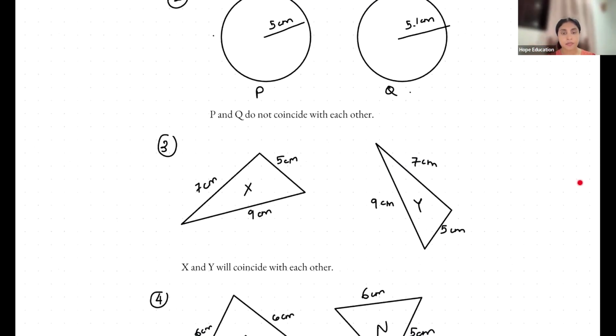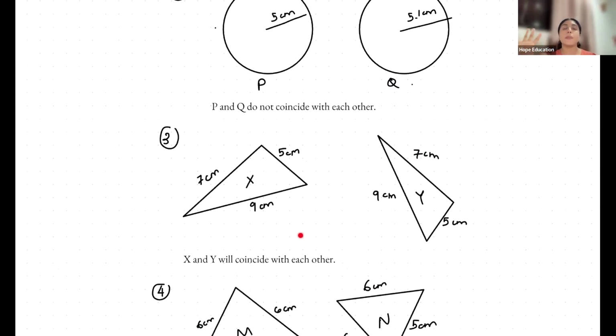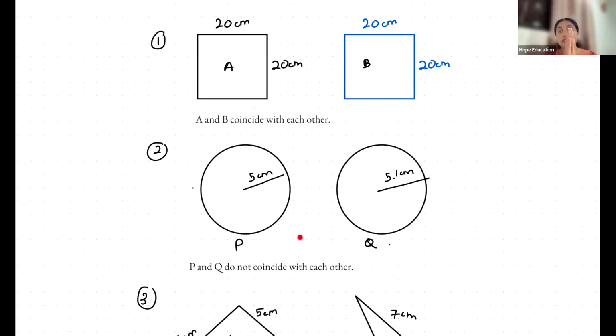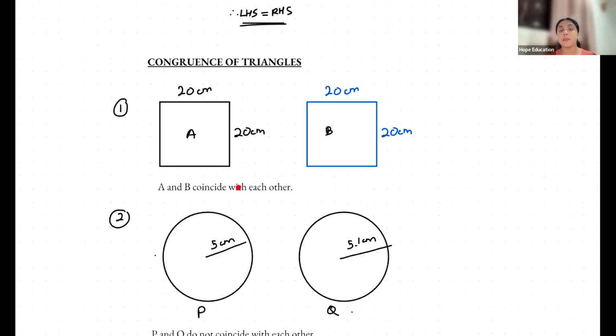Okay, wait. Now I hope it's okay, Sasheli. So when two plane figures, when you keep them on top of each other, if they perfectly coincide, we call them congruent plane figures. So here A and B, they properly coincide, no? They properly fit. So I can say here A and B are congruent. Congruent plane figures.